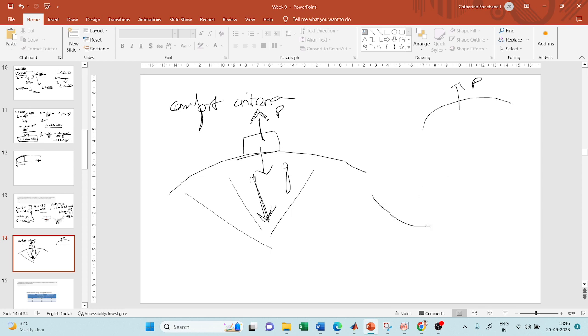Whereas on a valley curve, both the forces will be acting in the same direction. Gravitational force will be acting downwards, your curve is pointed in this direction, so your centrifugal force will also be acting downwards. So they will not balance each other out, and you will feel uncomfortable. So they have devised an equation to find out the length of the curve based on this comfort criteria, so that comfort is not sacrificed.